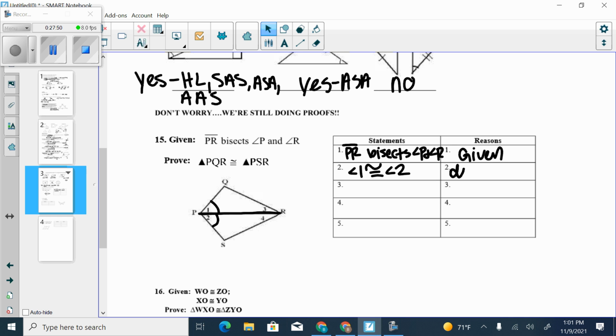Perfect. Okay, and if I can say angles 1 and 2 are congruent, I should also be able to say that about 3 and 4 as well. Angle 3 is congruent to angle 4. Sorry, I should have marked this different. Again, because of perfect.